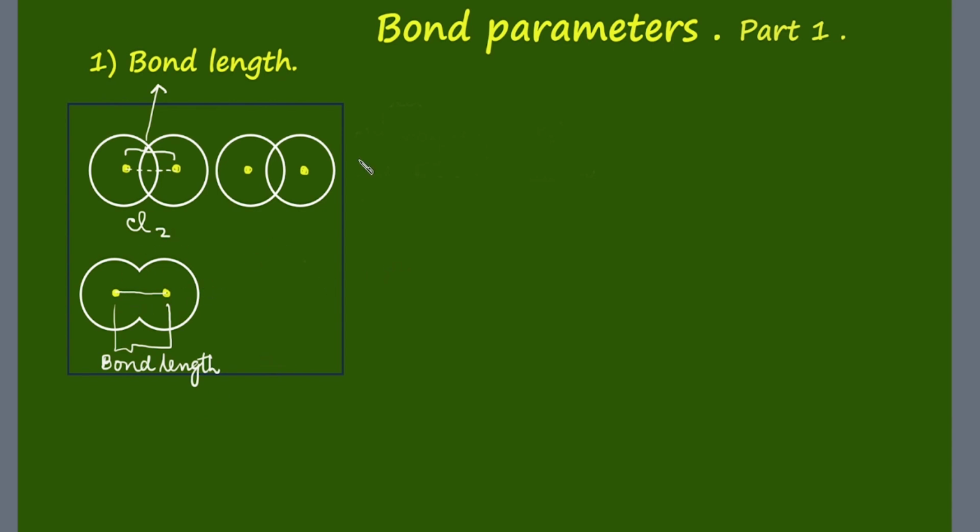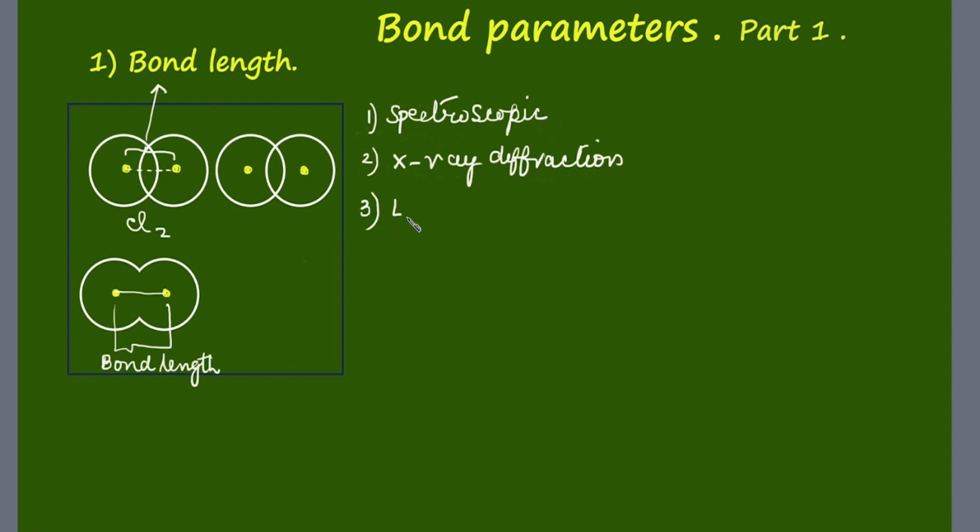How is this bond length measured? It may be measured by three different methods. One is spectroscopic method. Second one, X-ray diffraction. Third one is electron diffraction. You will learn more about these techniques in higher classes. For the present, we will just mention this procedure. So, using any of these procedures, bond length can be measured.